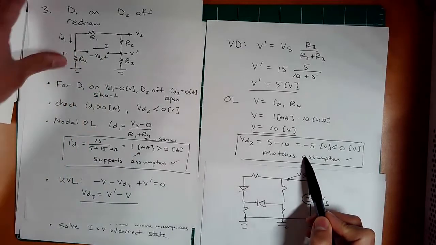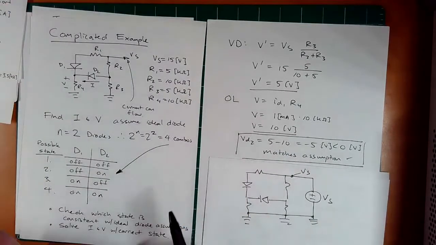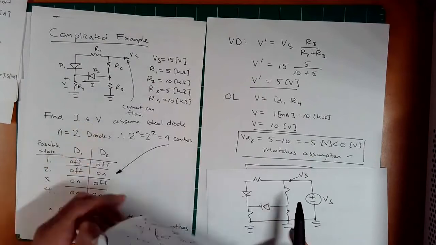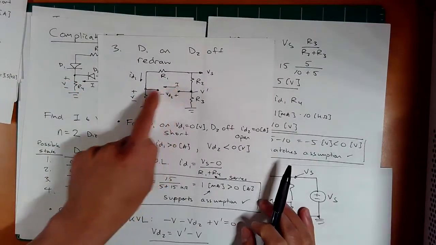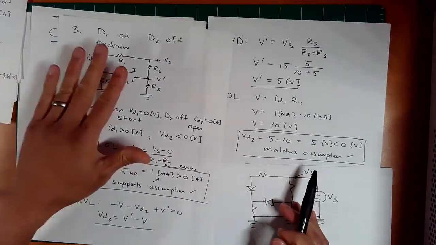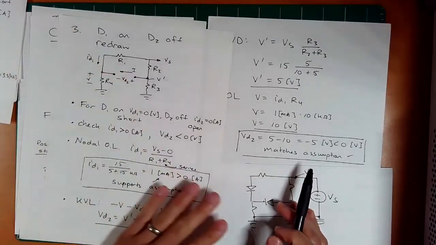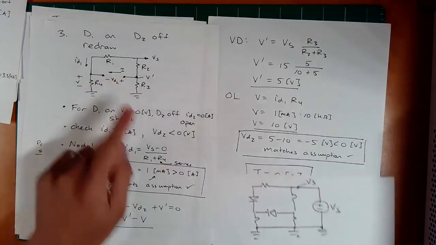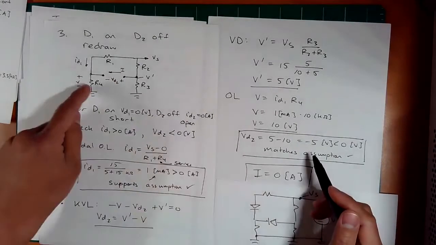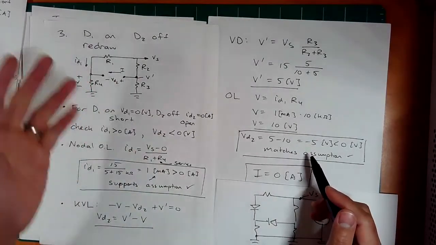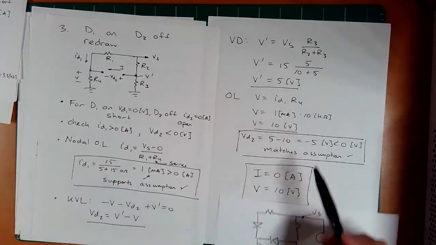Now we've got to go and finish and solve the problem. And what's the problem? The problem was actually to solve for I and V. So what is this I and this V? Well, if we chose this and this is verified to be correct, I is actually 0 amps. And what is V? Well, we actually already solved it. V in this case is 10 volts.